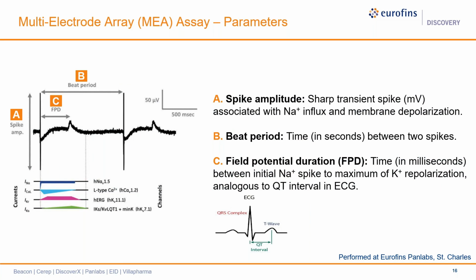We are evaluating 3 different parameters in the MEA assay. First of all, we are measuring the spike amplitude. This is a sharp transient spike that is associated with sodium ion influx and membrane depolarization. Second, we determine the beat period, which is the time between 2 spikes. And third, we also measure the field potential duration, which is the time between the initial sodium spike and the maximum of the potassium repolarization. And this measurement is analogous to the QT interval in the ECG.